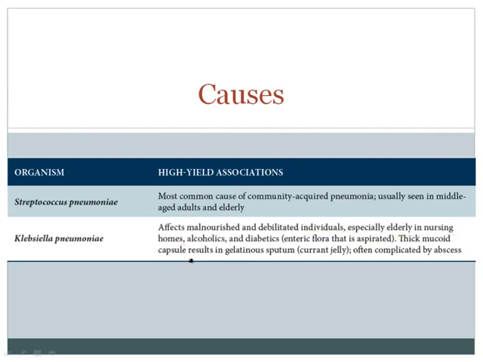Now, important to note that this bug has a thick mucoid capsule, and so when these patients present, they often present with currant jelly sputum because part of what they cough up is this thick mucoid capsule. Klebsiella often is complicated by an abscess, so it's not uncommon for patients with Klebsiella to also develop an abscess. So those are some of the high yields to be aware of, especially for board examinations.